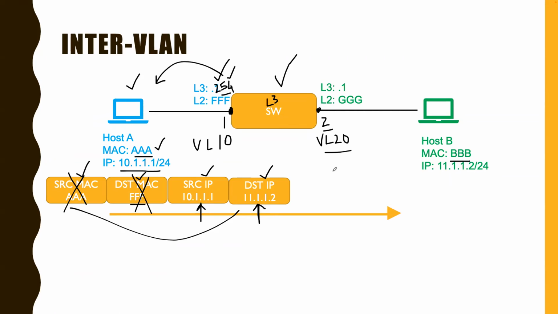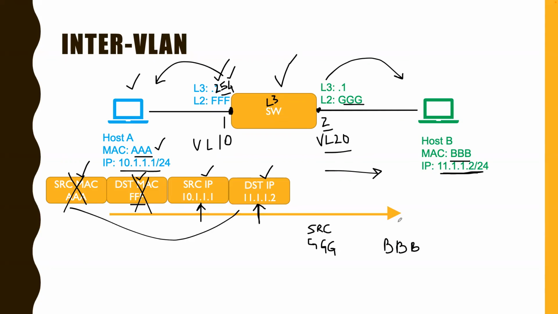So what it will do is send another ARP request over here to get the MAC address against this IP address. It will respond with its own MAC address. Then a frame will be formed with the source MAC. What will be the source MAC now? This MAC, triple G. Okay, what will be my destination MAC? BBB.